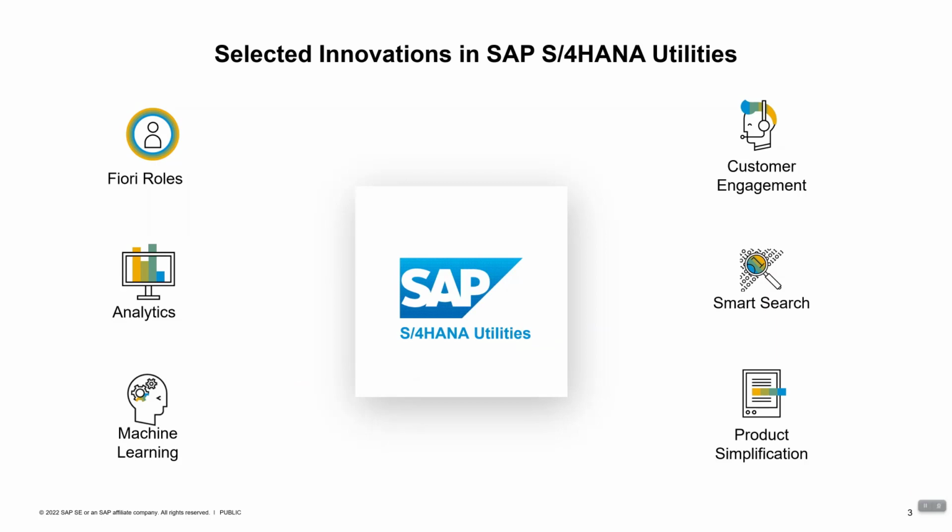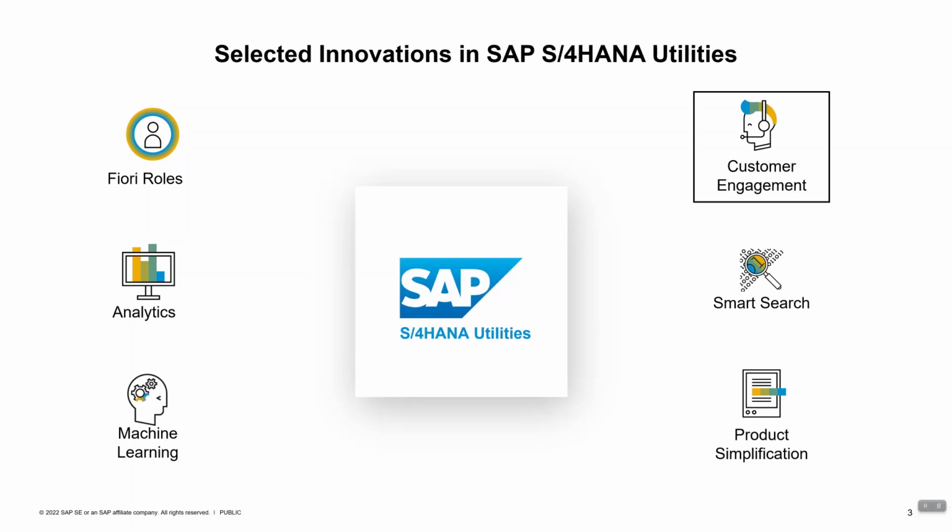Within the previous sessions, we've talked about the selected innovations in SAP S/4HANA Utilities. You have seen the improved user experience through our Fiori roles of metering, billing, invoicing. We talked about the analytics part, where you had the possibility of defining your own analytical capabilities according to individual needs. We covered the machine learning topic and the business process exception management. And now we will deep dive a little bit through a system demo into the area of customer engagement.